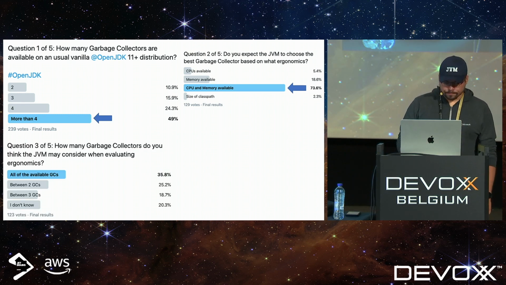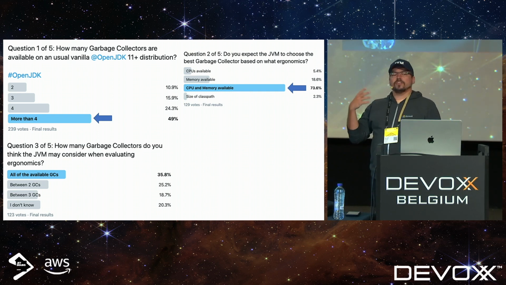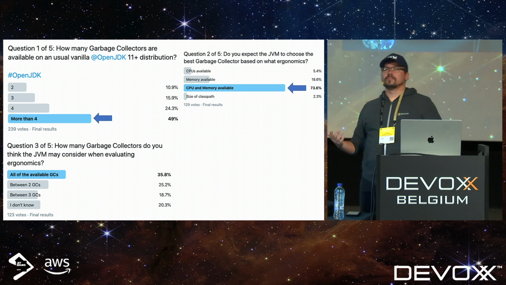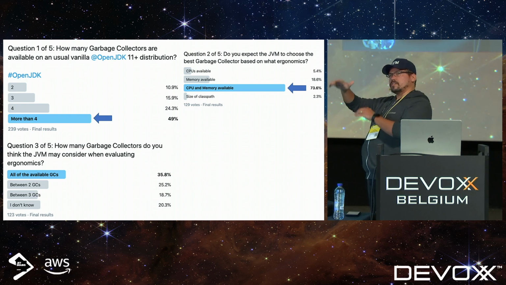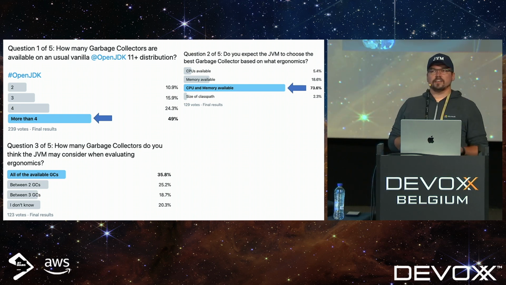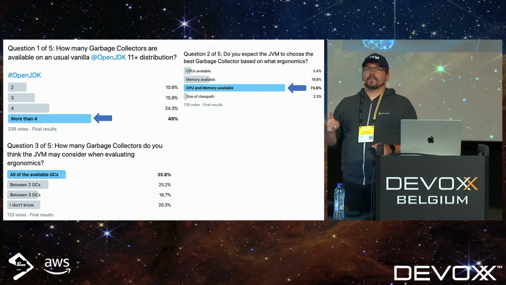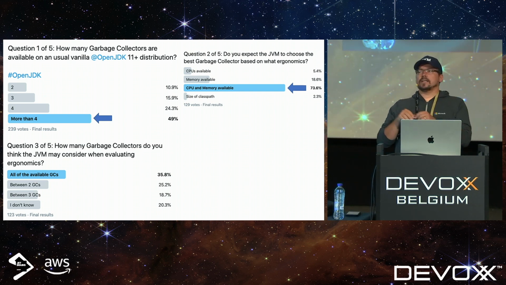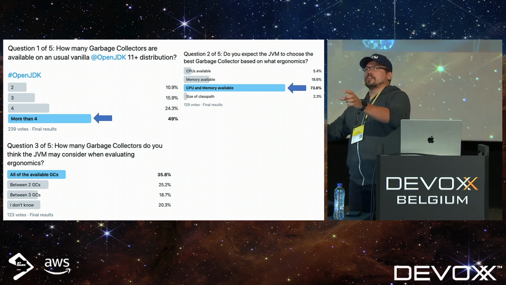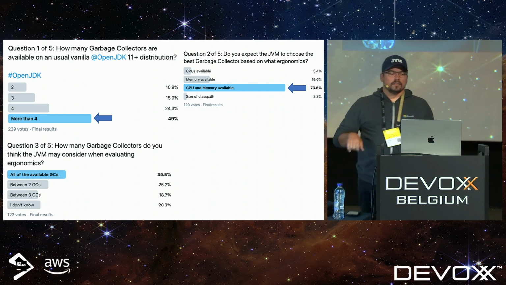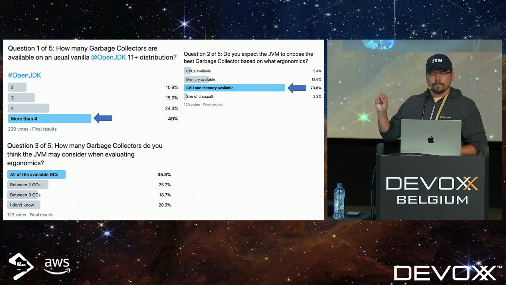Okay, so next question. How many garbage collectors do you think the JVM may consider when evaluating ergonomics? Is it a big if-else statement? Is it a big switch statement in the algorithm of the HotSpot JVM? There are more than 4 garbage collectors on OpenJDK. It will look at CPU and memory, and then it will select which garbage collector. How many garbage collectors it may consider? All of the available GCs may be chosen at this stage.